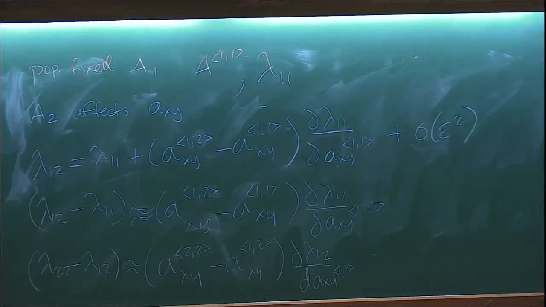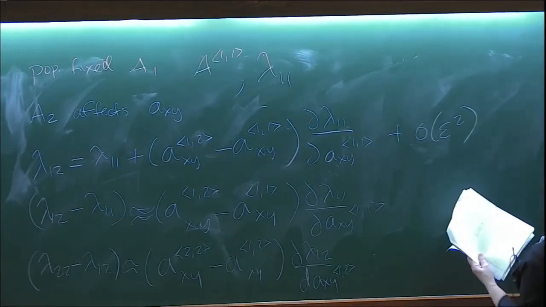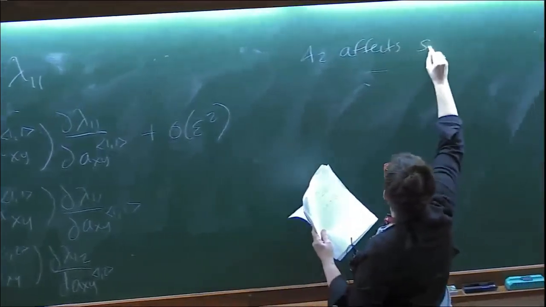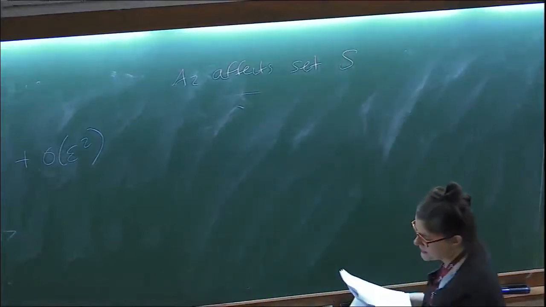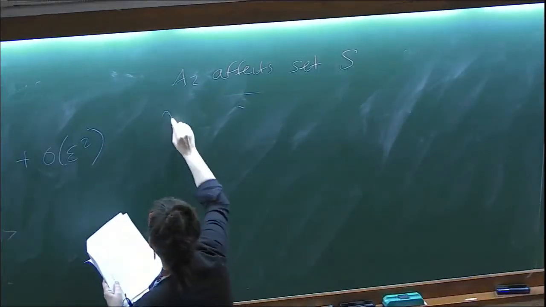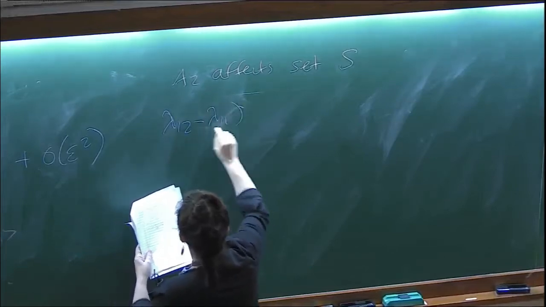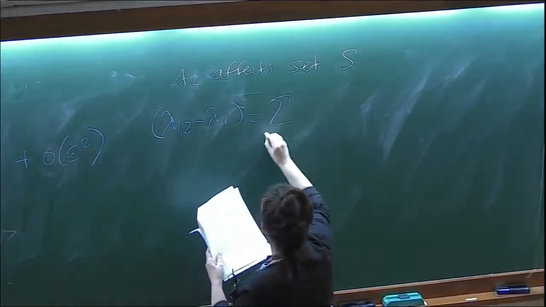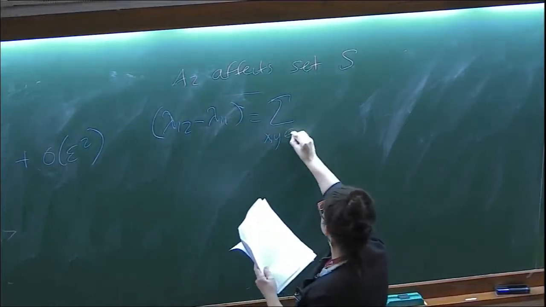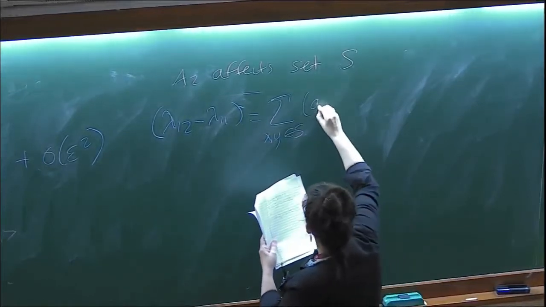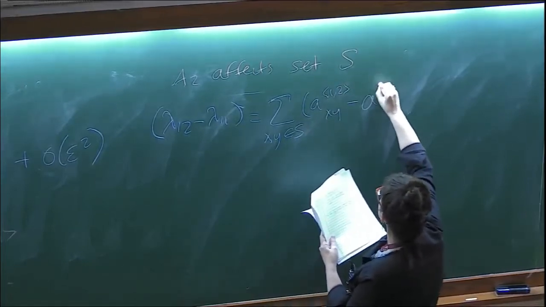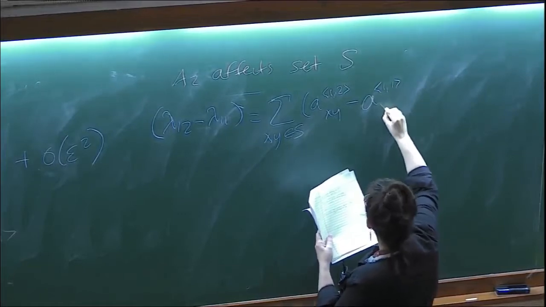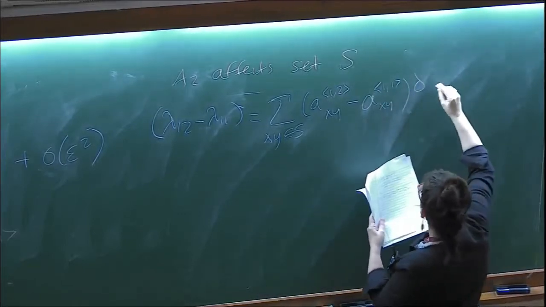So we can also show that if A2 affects a set S of life history parameters, the same sort of thing is true. So I can just write this one here. So this is all of the life history parameters that it affects. The difference in the particular entries between the heterozygote matrix and the homozygote wild type matrix times the sensitivity.